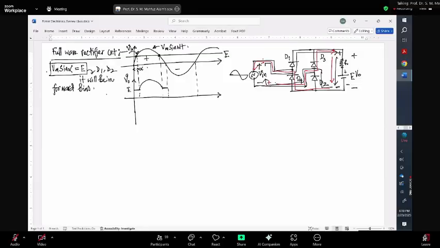So now, if I want to draw the waveform there, similar to what is happening here with D1 and D2, at this point D1 and D2 are operating. Any question?